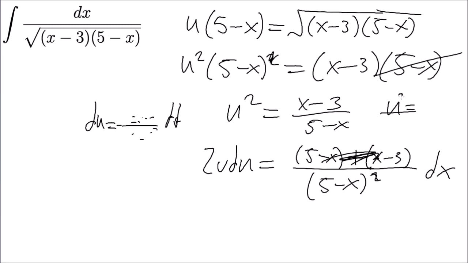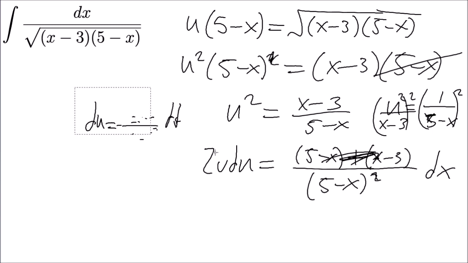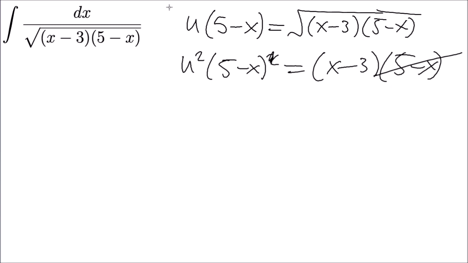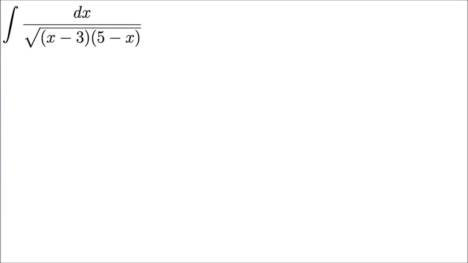u square equals x minus 3, 5 minus x. Square this. Huh? What? Oh no, what did I get myself into? Oh no, don't do this. You know what? Don't do Euler. This was a mistake. Don't do Euler sub at all. This was a mistake. This was all a mistake. Wow.